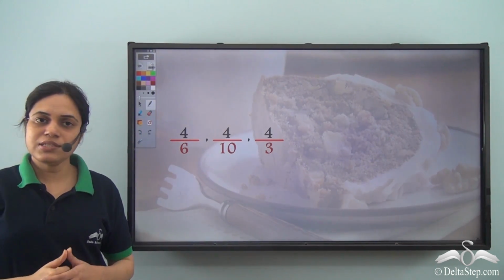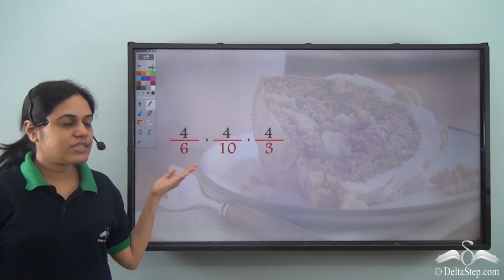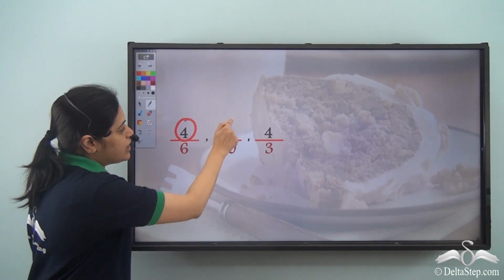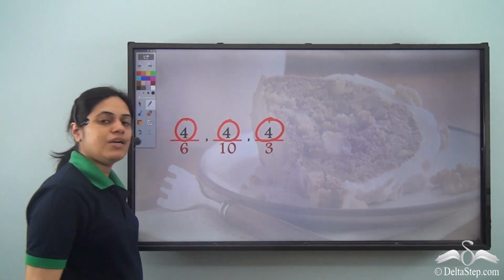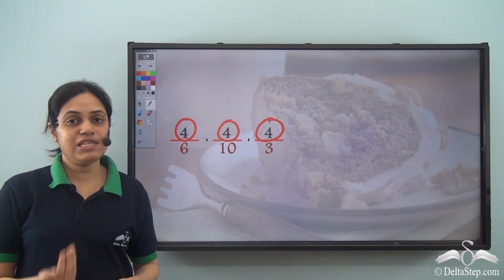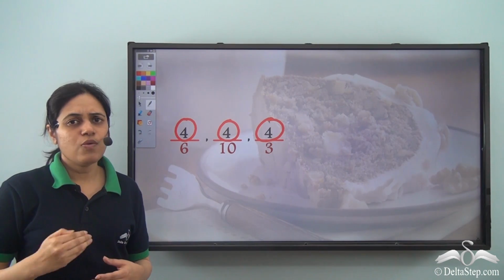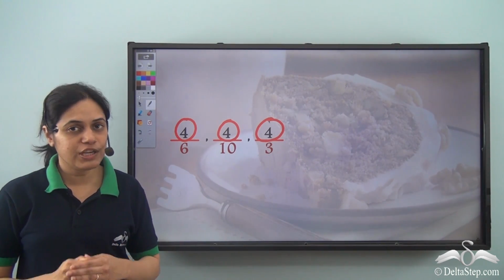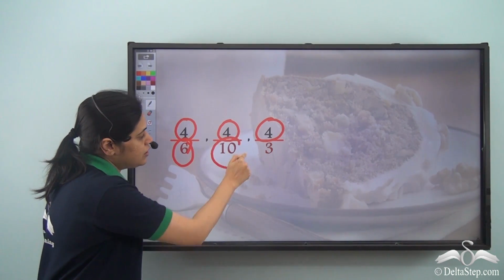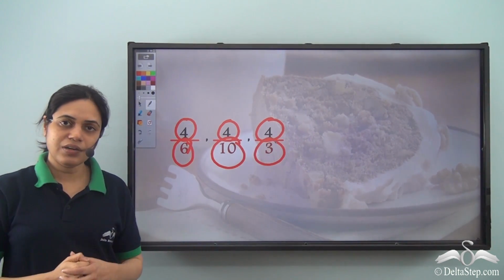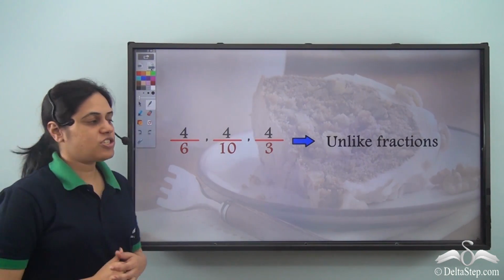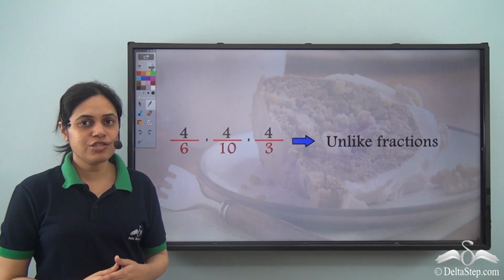Now what about these? Are these like or unlike? So I see that the numerators are the same. The numerator is 4 in each case. But while checking for like and unlike, what do we check? We check only for the denominators. The denominator is 6 here, 10 here and 3 here. Since the denominators are all different, these fractions are unlike fractions.